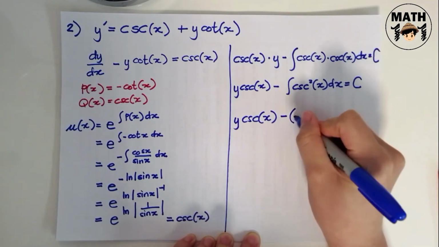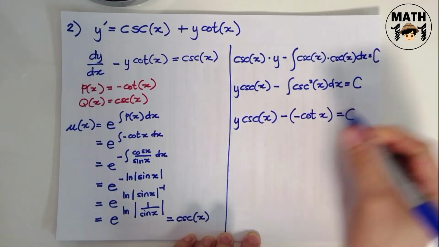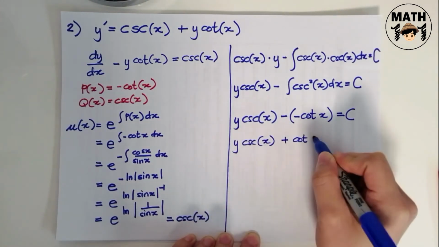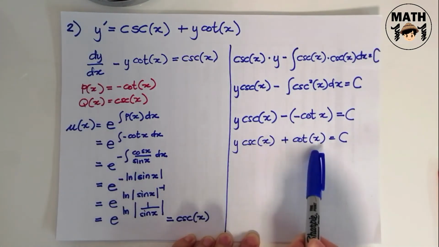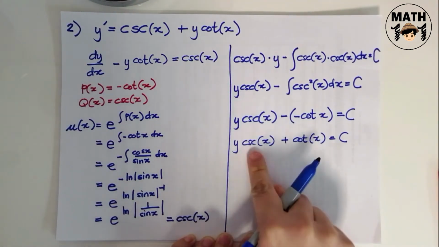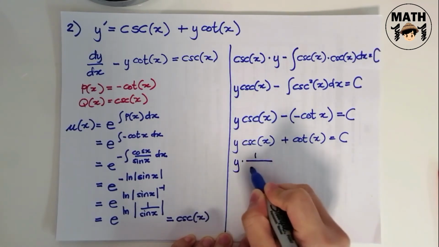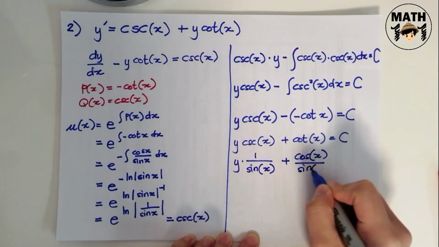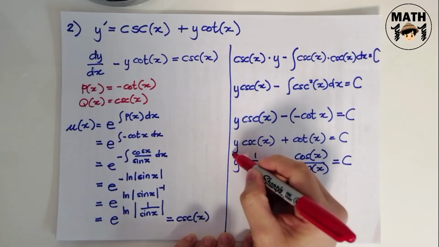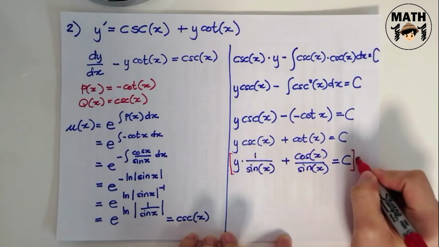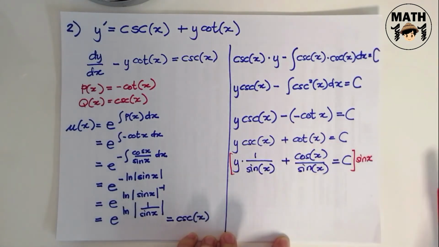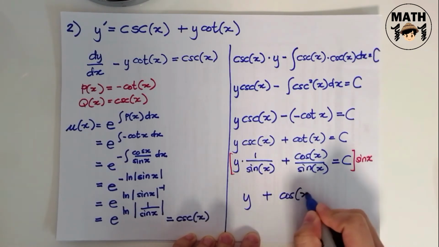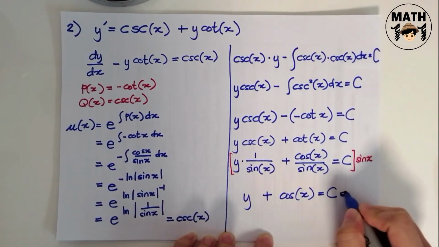This is equal to negative cotangent of x. Simplifying, y cosecant of x plus cotangent of x equals c. Express natin to as ratio. This is 1 over sine of x plus cosine of x over sine of x equals c. Remove natin yung denominator by multiplying the whole equation by sine of x, and we'll get y plus cosine of x equals c sine of x.